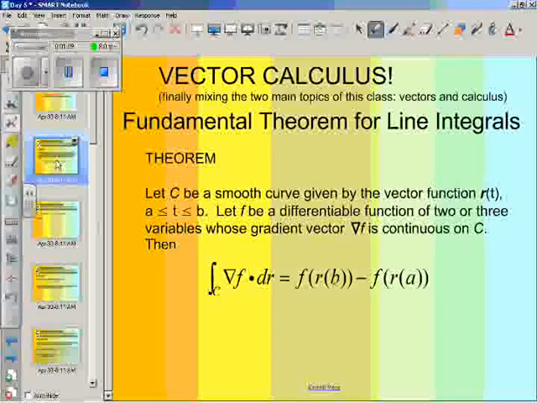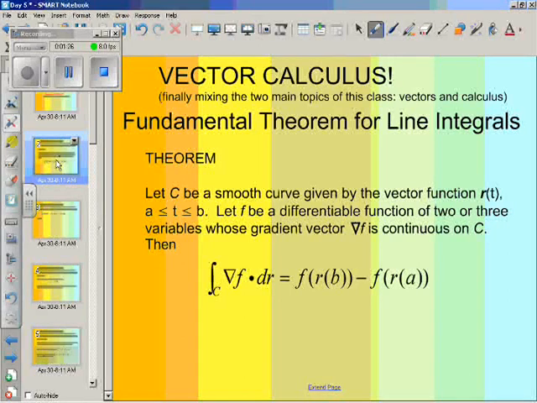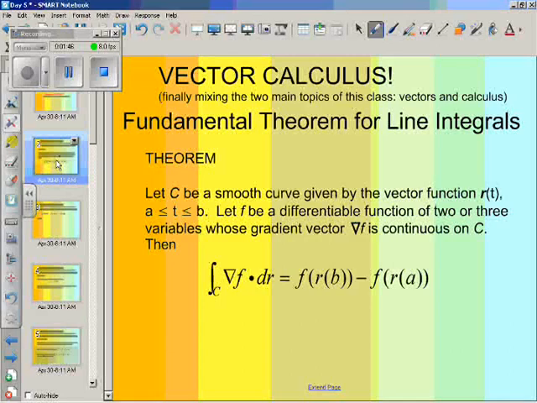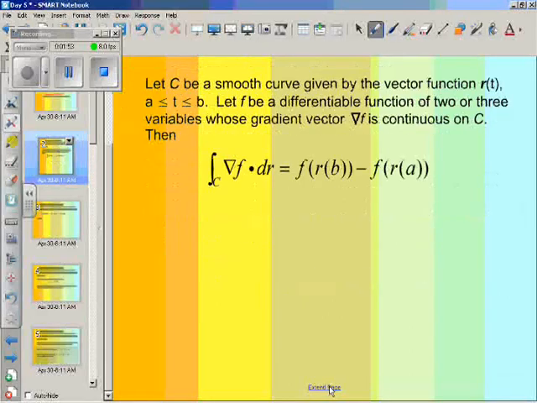What the fundamental theorem for line integrals says is that if we have a differentiable function f, and notice it can be of 2 or 3 variables, or n or more, however many we want, and the gradient vector is continuous, then we can evaluate the line integral of that gradient vector by just evaluating f at the endpoints of our parameterization of C.